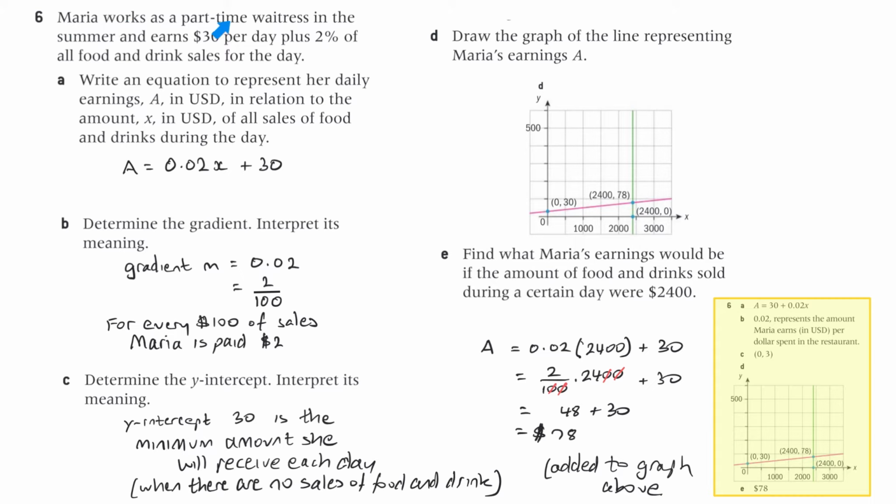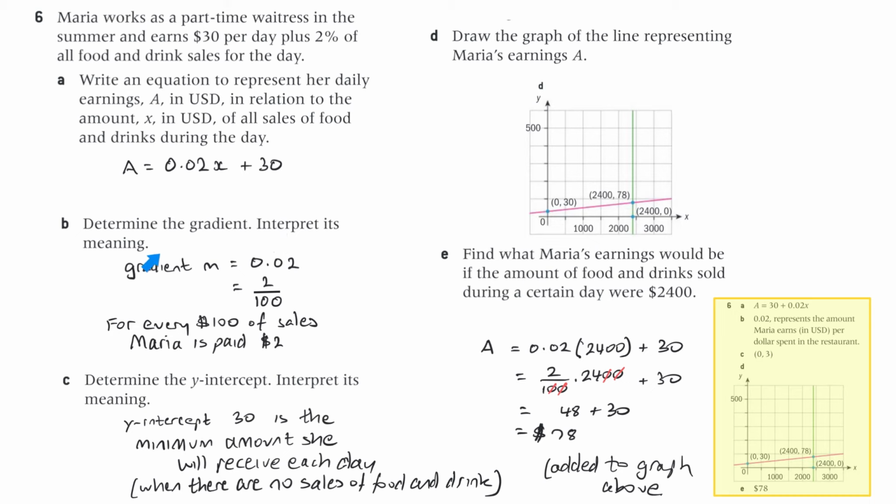Question 6. Maria works as a part-time waitress in the summer and earns $30 per day plus 2% of all food and drink sales for the day. A, write an equation to represent her daily earnings, A, in US dollars in relation to the amount X in US dollars of all sales of food and drinks during the day. Well, her earnings equal 0.02 times X, because she gets 2%, that is 2 over 100, X plus 30. So she gets the $30, and that's the minimum that she can earn, and then for the sales, she'll get 0.02 of the sales as well.